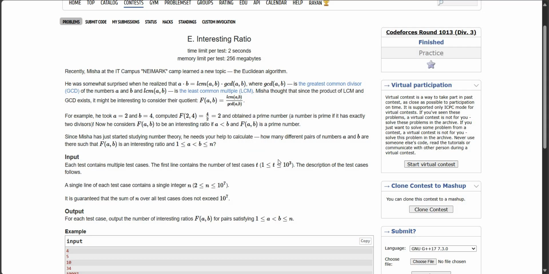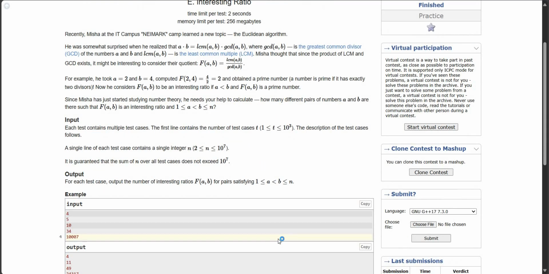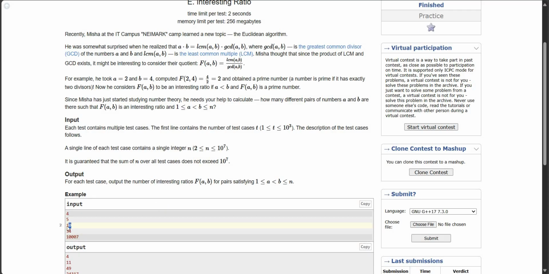Okay, so let's take a look at an example. If n is equal to 10, the answer would be equal to 11. So there would be 11 possible pairs that would result in fulfilling this condition, meaning their LCM divided by their GCD would result in a prime number.